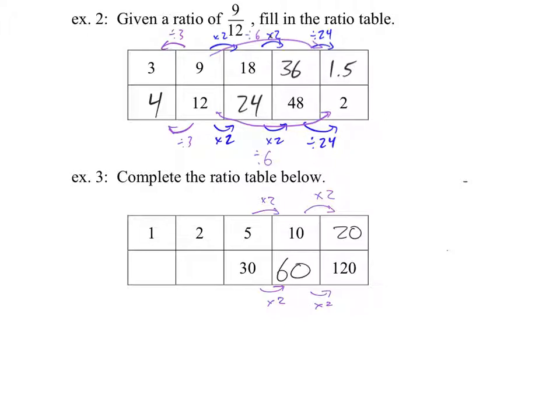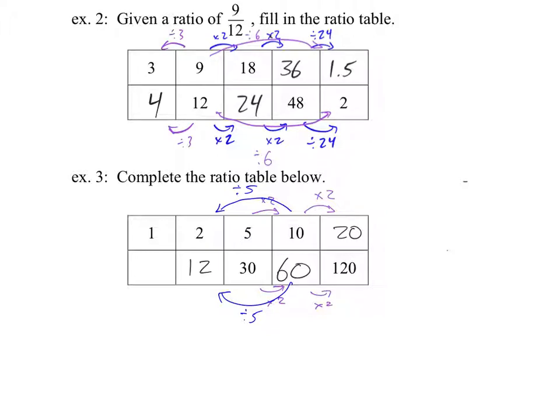Well, how do you want to get to the 2? From the 5, the 10, or the 20? I heard the 10 first, so 10 divided by 5 is 2, so 60 divided by 5 is 12, right?